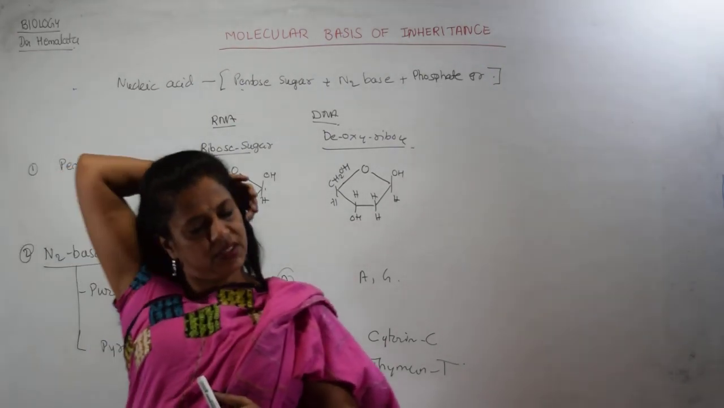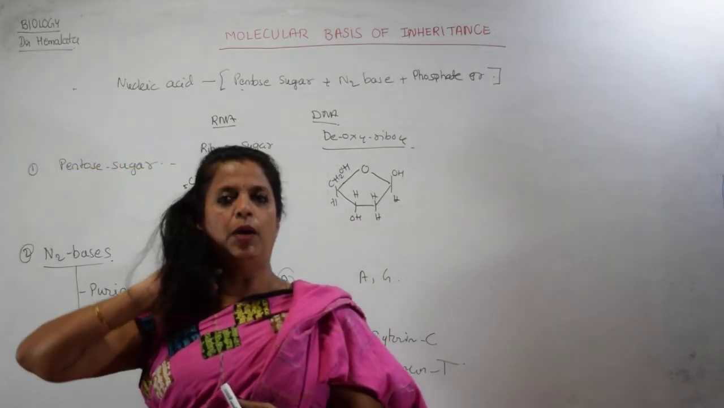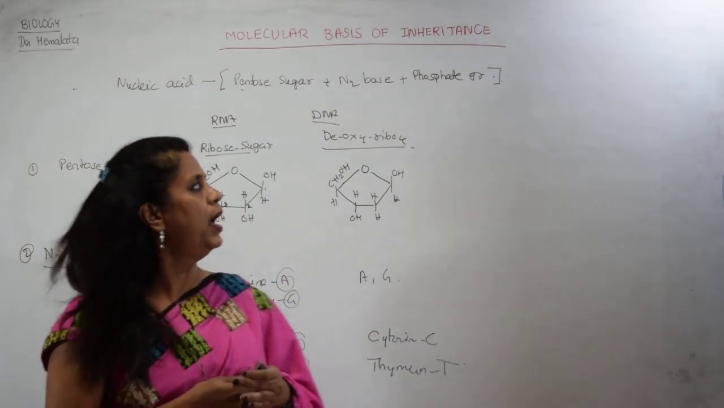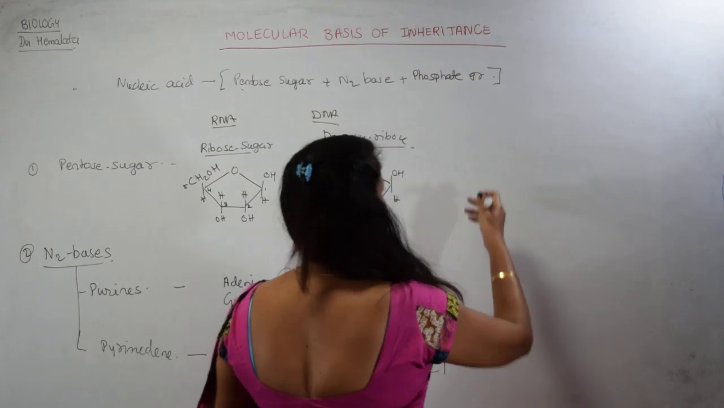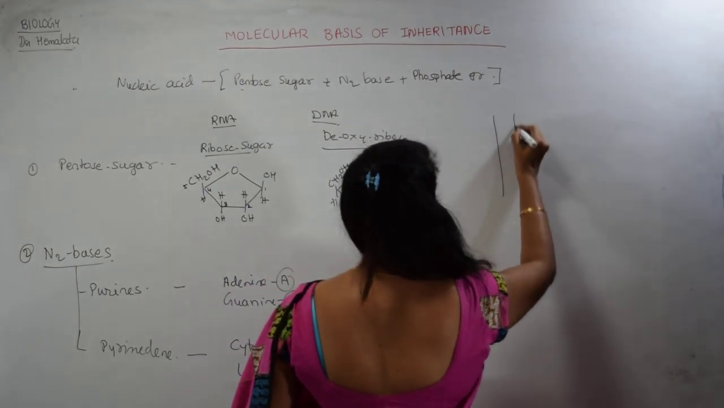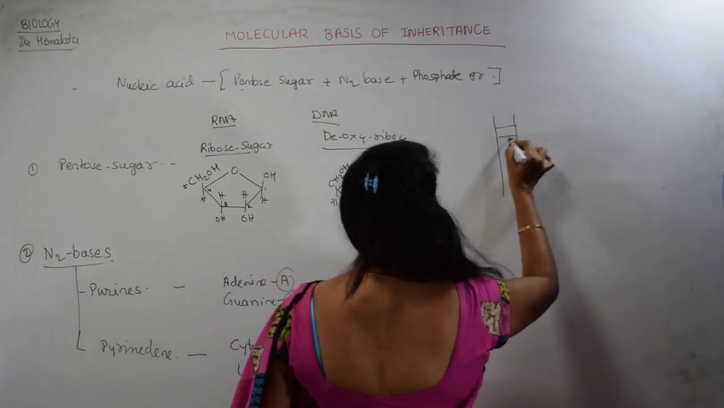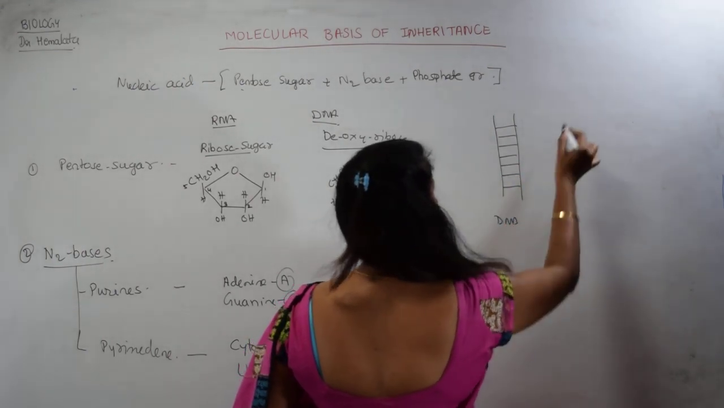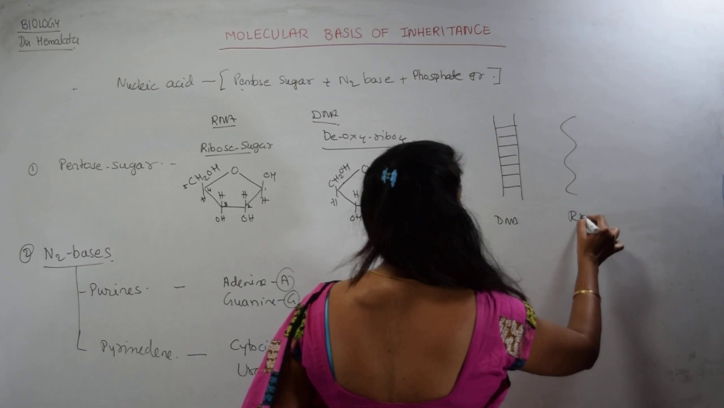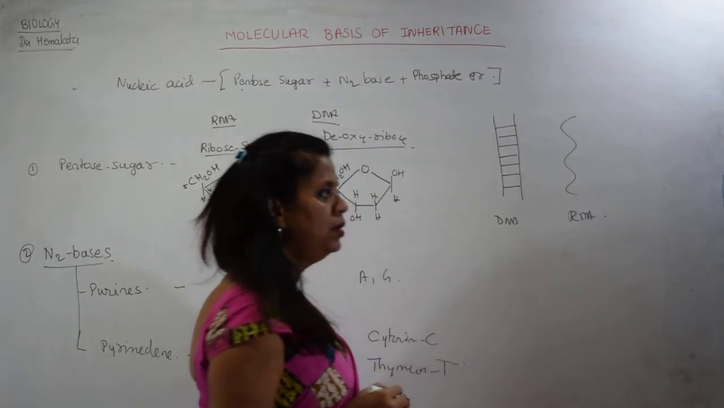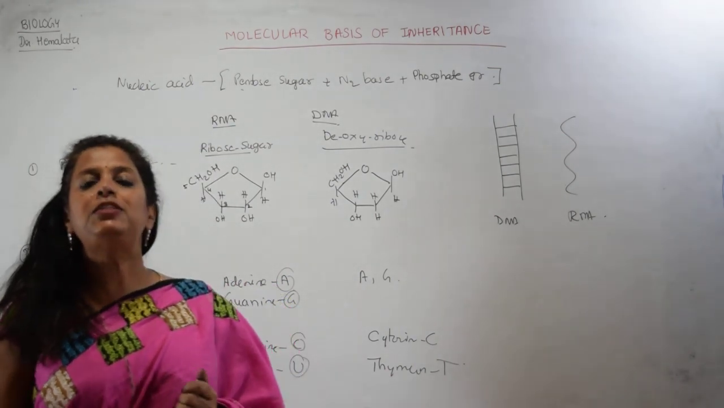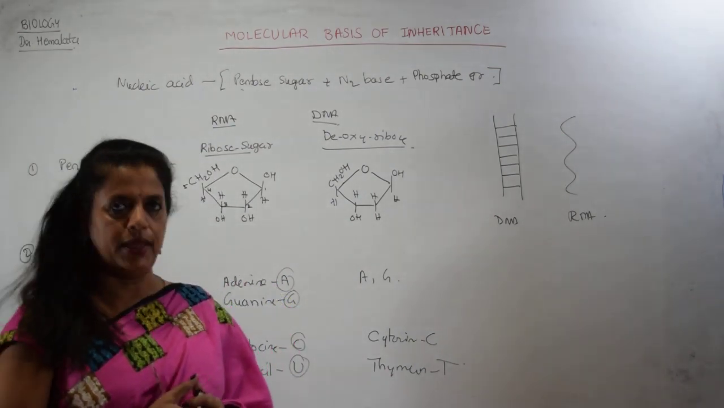What are the other differences? DNA is always double-stranded, having 2 strands, right? Whenever you write DNA, there will be one strand and the other strand. Here they will be attached with the help of nitrogen bases. This is DNA. RNA is normally single stranded. This is RNA.